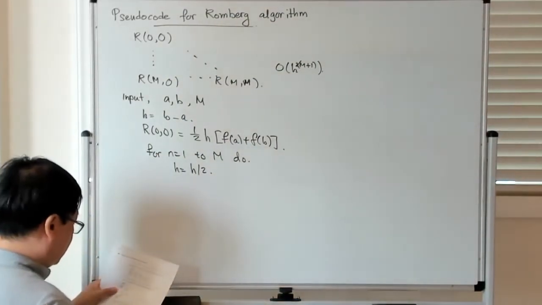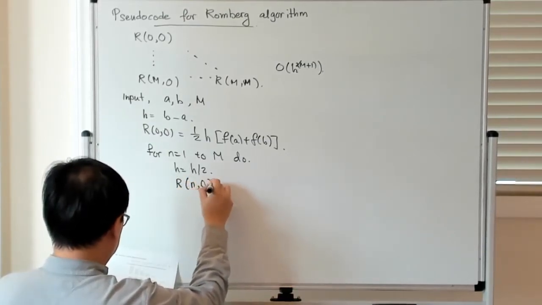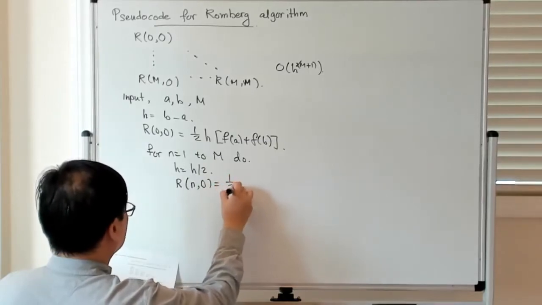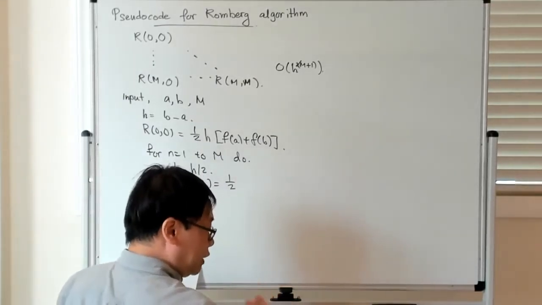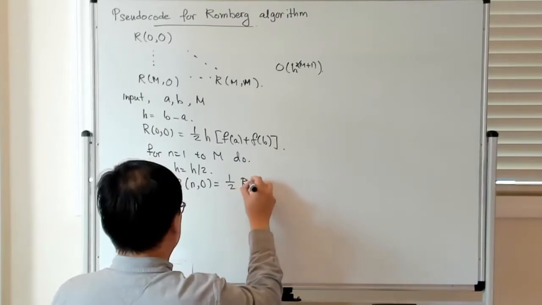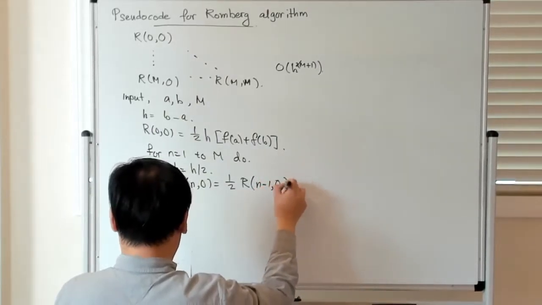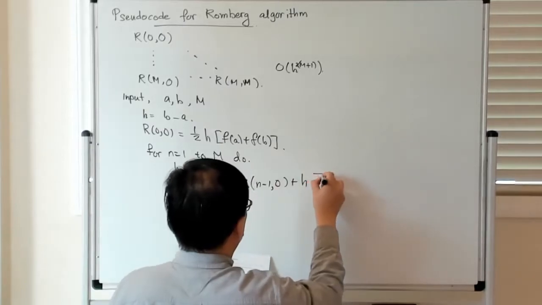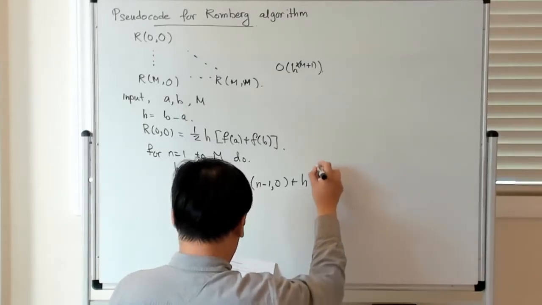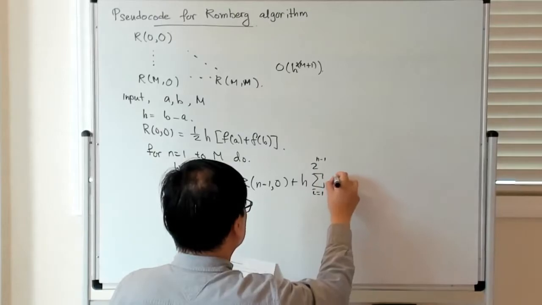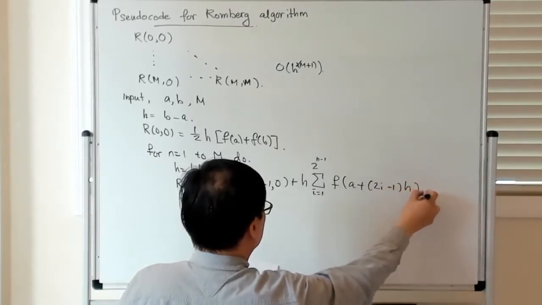Then Rn0 is equal to, I first have to update the first entry in the new row, which involves calculating the composite trapezoidal rule. If you recall, that involves using the value of the composite trapezoidal rule from the previous row, plus some appropriate weighted combination of the function values at the new points which I've introduced. So it's given as follows.